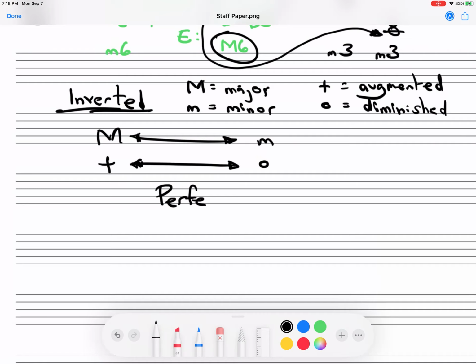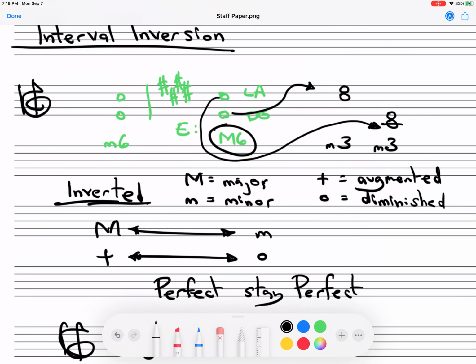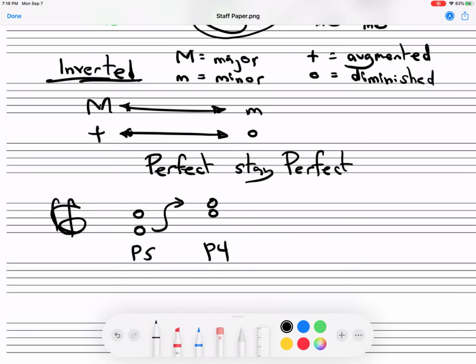Perfect stays perfect. So no matter what happens, when you invert a perfect interval, it stays perfect. So I'll show you that right now. Here is a perfect fifth. And when I invert the perfect fifth, it becomes a perfect fourth. Like this. Okay, so let's go back up here. The major 6 becomes a minor third. So when I invert it, the perfect fifth becomes up here a perfect fourth.